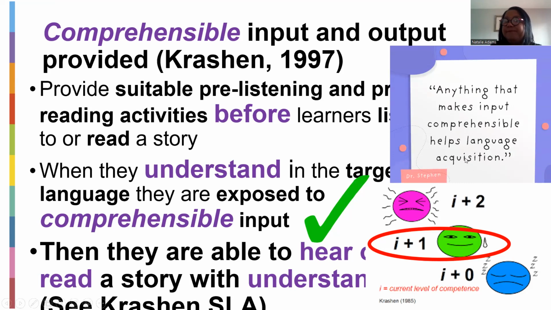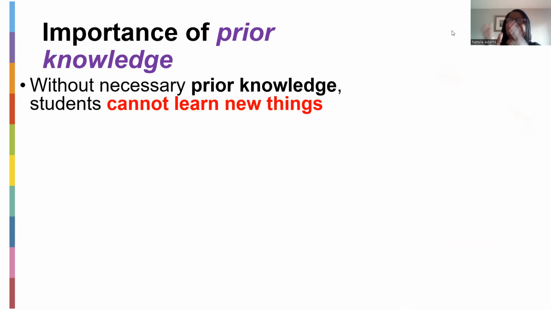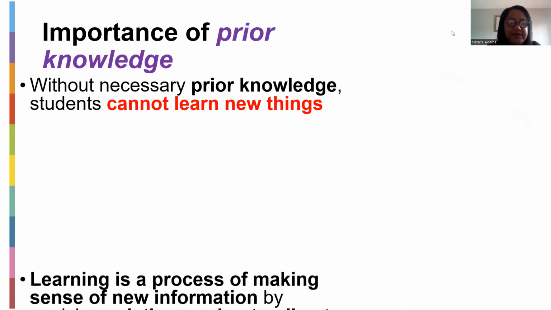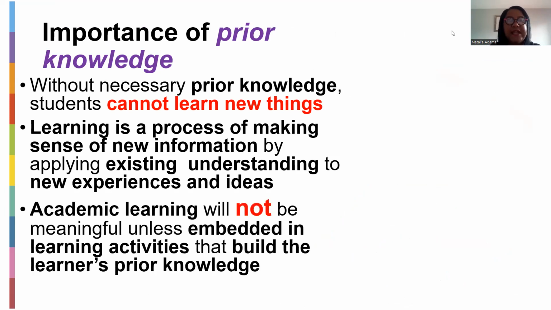Okay, so anything that makes input comprehensible helps language acquisition. Okay, so that's the basic. So again, here is the importance of prior knowledge. I think I've mentioned pre-reading, pre-listening, that's all prior knowledge. You need to test that. Without necessary prior knowledge, students cannot learn new things. It's true. And learning is a process of making sense of new information by applying existing understanding to new experiences and ideas. And then academic learning.